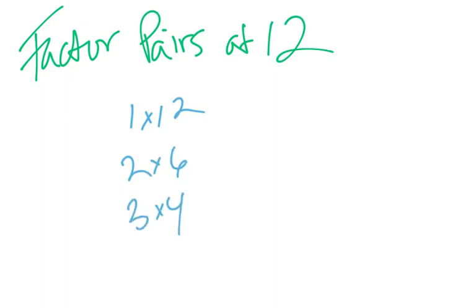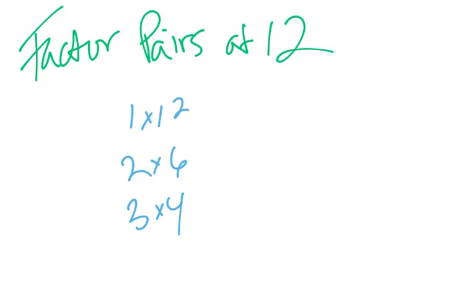I could have listed 12 times 1 or 4 times 3 instead, but I only need the 3 distinct pairs. I don't need to list 12 times 1 because that's not a distinct factor pair. It's the same thing as that. And I don't want the person grading my homework to think that I think those are 2 different shapes or 2 different factor pairs. I can write it whichever way makes me happy, but I'm only going to write it once. This would be what it looks like to list factor pairs.